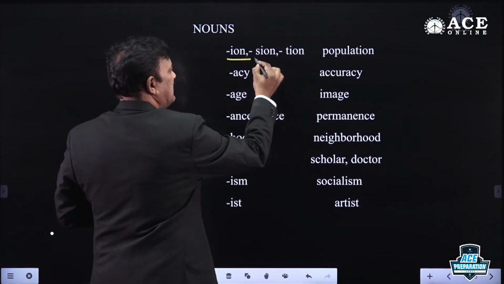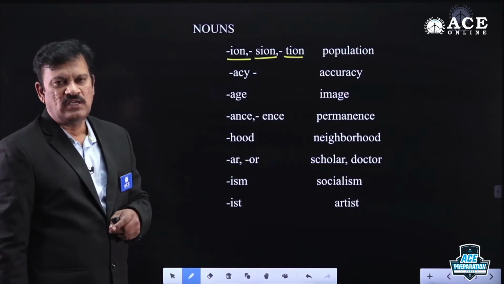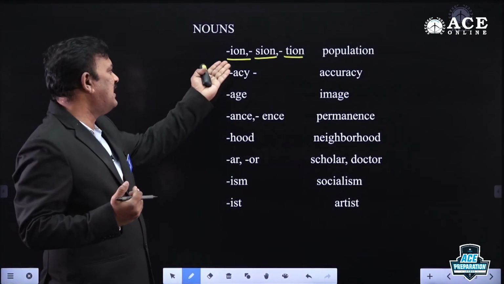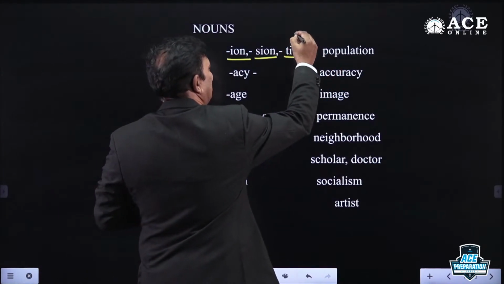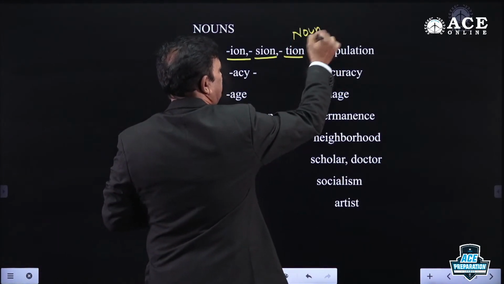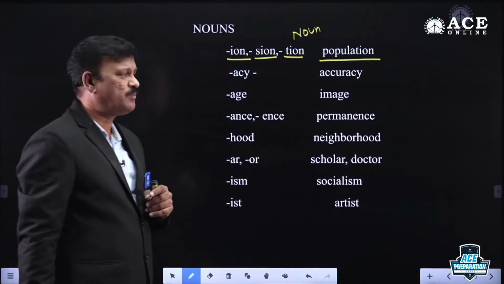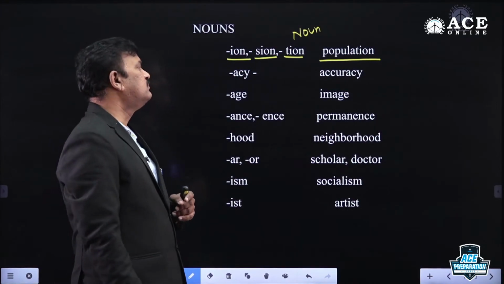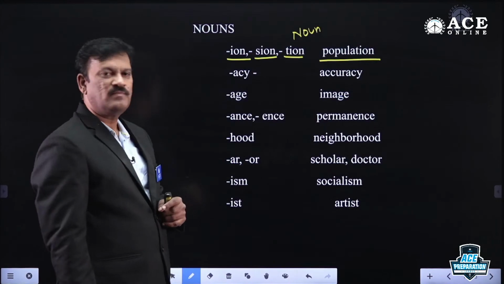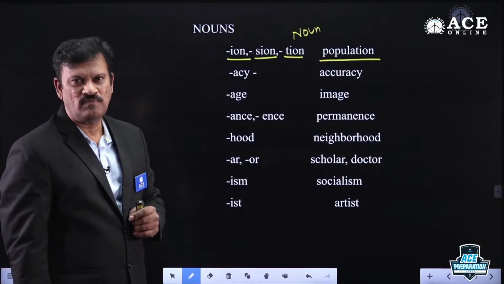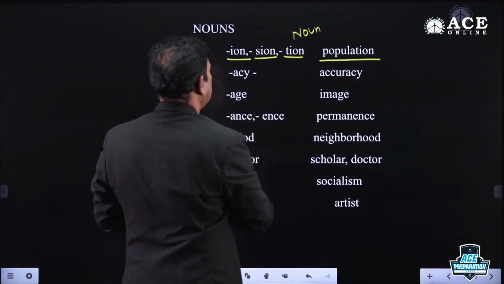ION, SION, TION. If I find words ending with these suffixes, those are nouns. By birth they are nouns. Give me some examples from your side. Population, it's a noun. Tension, it's a noun. Demonstration, it's a noun. Commotion, it's a noun because of these suffixes.